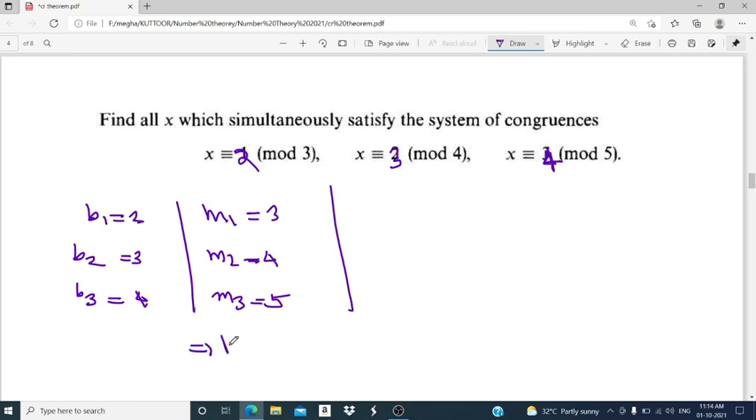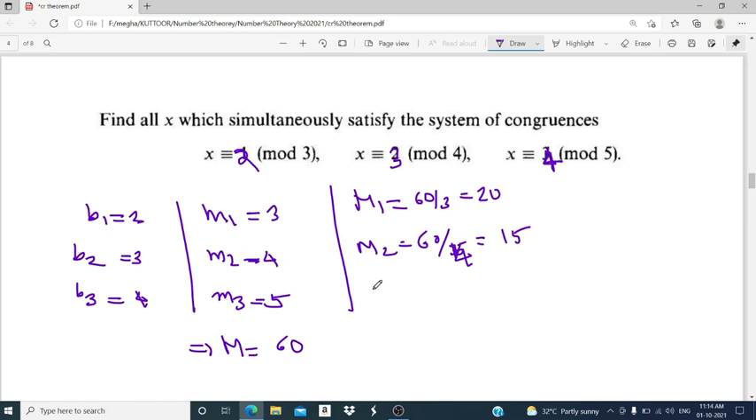That implies capital M is nothing but the product m1, m2, m3, that is 3 into 4 into 5, which is equal to 60. Therefore capital M1 is 60 divided by 3, that is equal to 20. Capital M2 is 60 divided by 4, which is equal to 15, and capital M3 is 60 divided by 5, which is equal to 12.